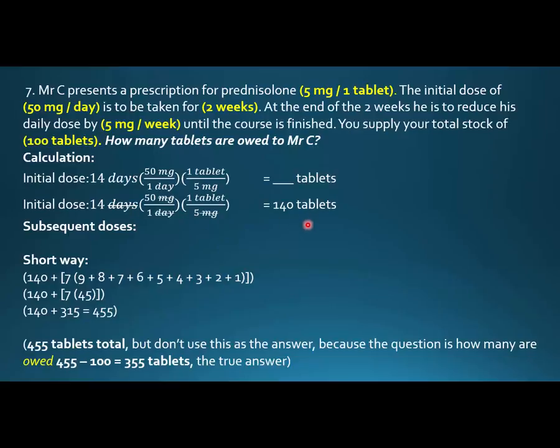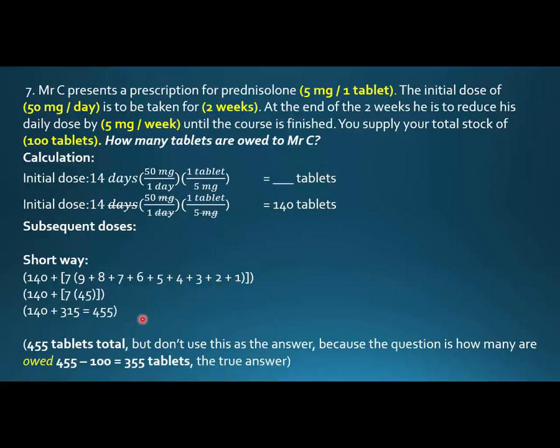Easy enough. So the short way is to recognize that every week, or every 7 days, he's going to go, and here we have the 50 milligrams, but this is really 10 tablets. So he's going to go from 9 tablets to 8 tablets to 7 to 6 to 5 to 4 to 3 to 2 to 1. And you can just create that sum where you add up 1 plus 2 plus 3 makes 6, plus 4 is 10, plus 5 is 15, plus 6, 21, plus 7, 28, plus 8, 36, plus 9, 45. 45 times 7, 315. 315 plus 140 makes 455.